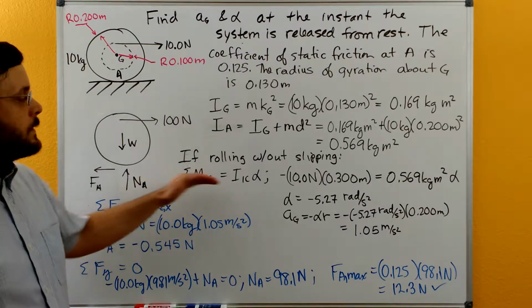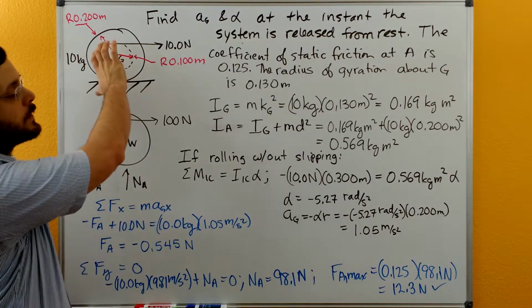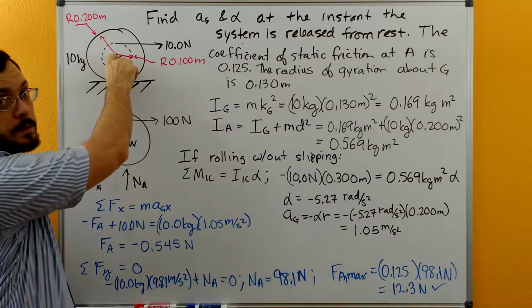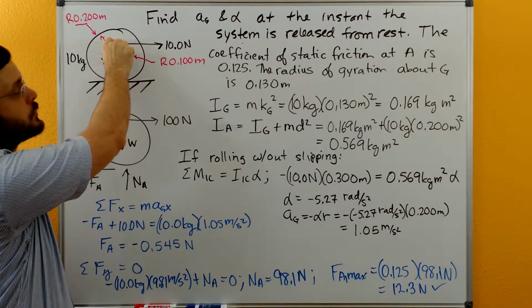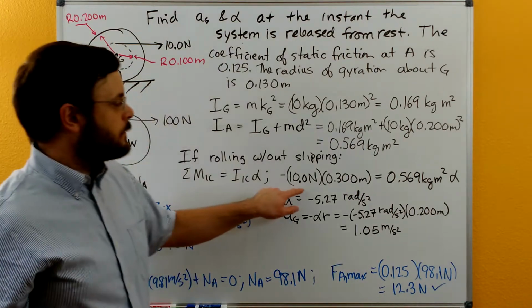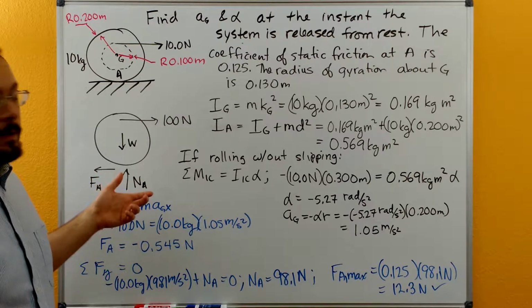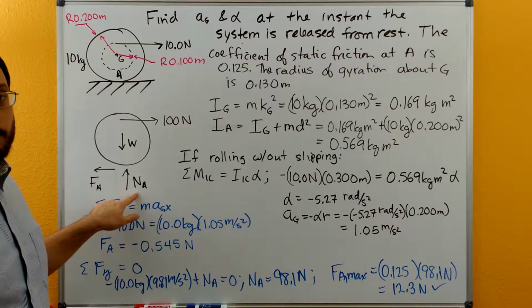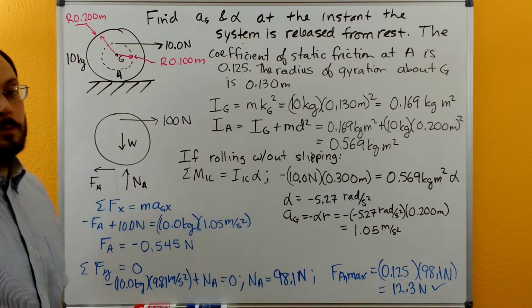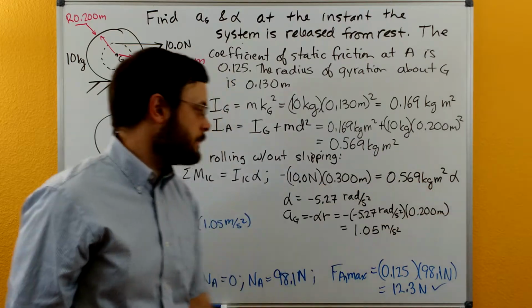And then plugging it into our sum of the moments equation here, we have our 10 newtons times the 0.3 meters, one radius to get to the center of gravity, and then one of those shorter radiuses to get up to the 10 newtons. That's going to be a negative moment that's generated. And there is no other moment about that point. Friction and the normal force both go through point A. The weight has a line of action that goes through point A. So this is just equal to our moment of inertia times alpha.